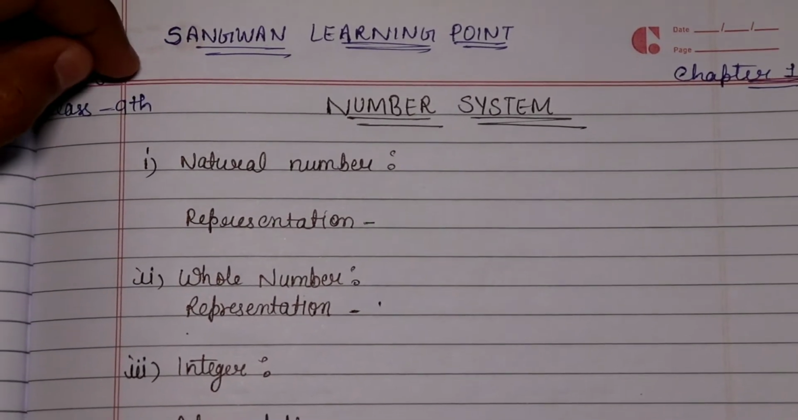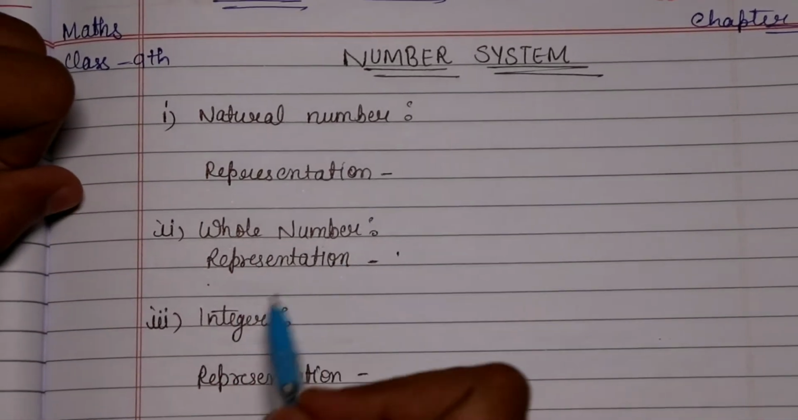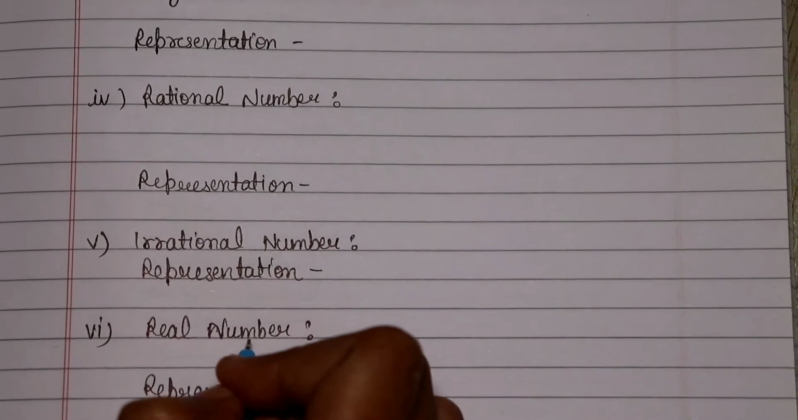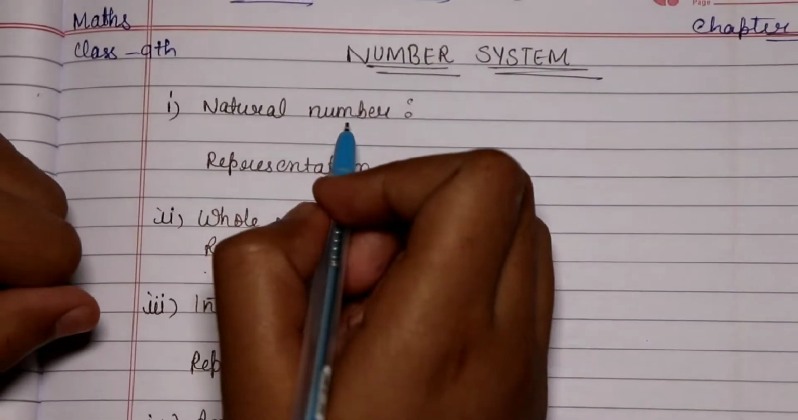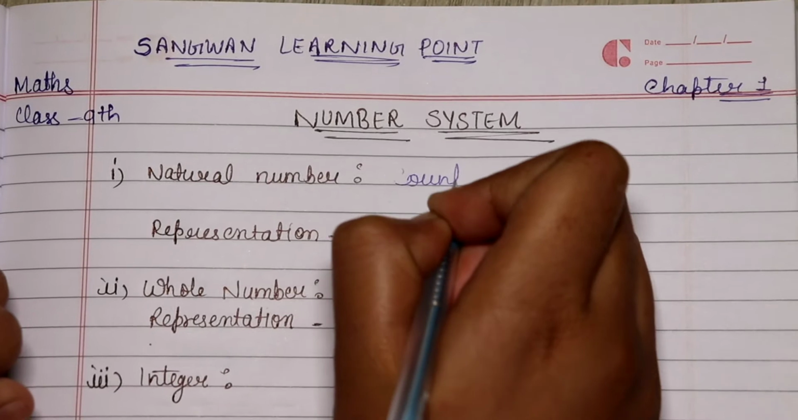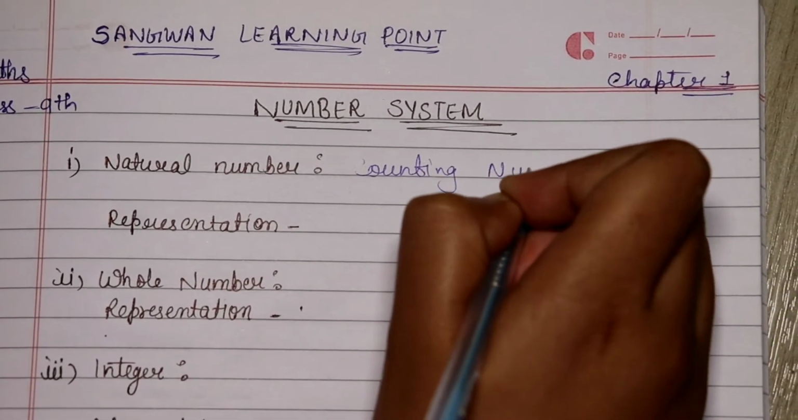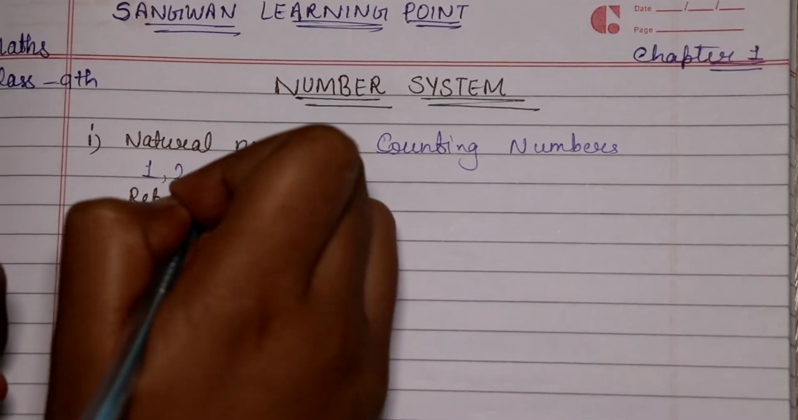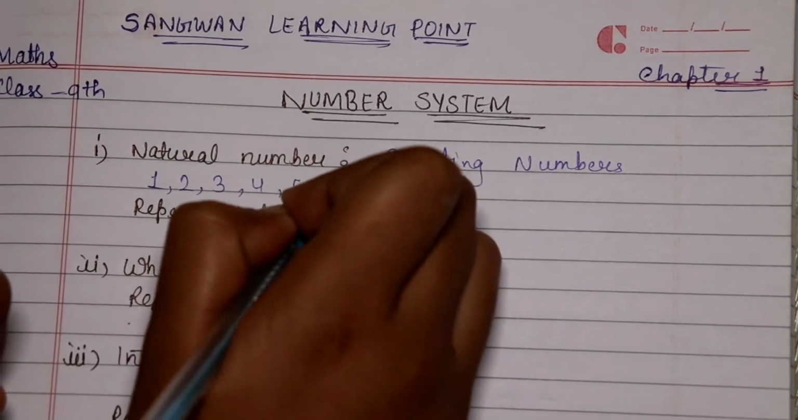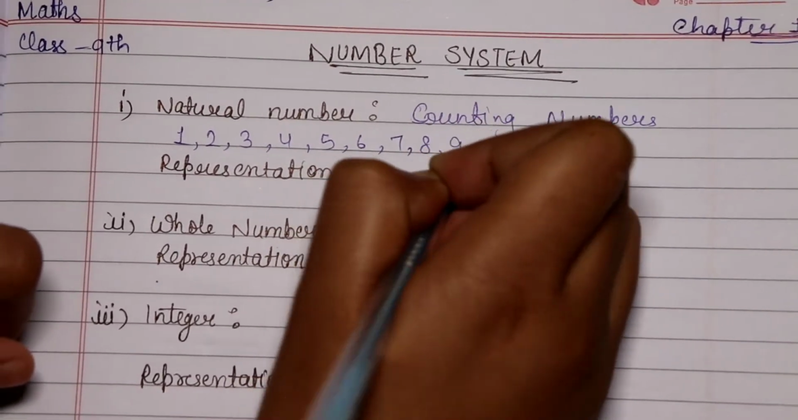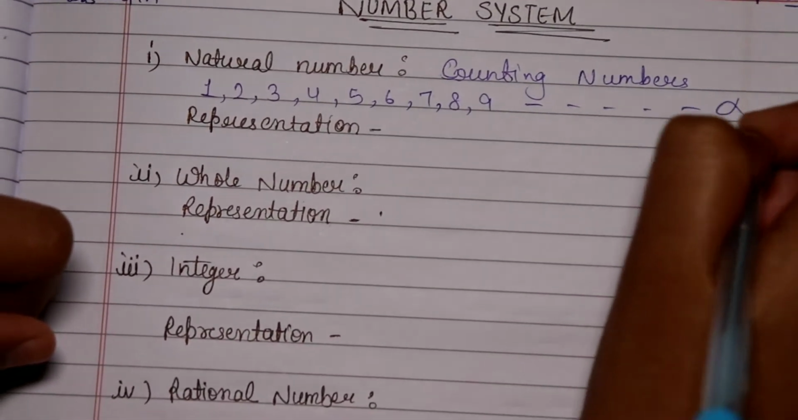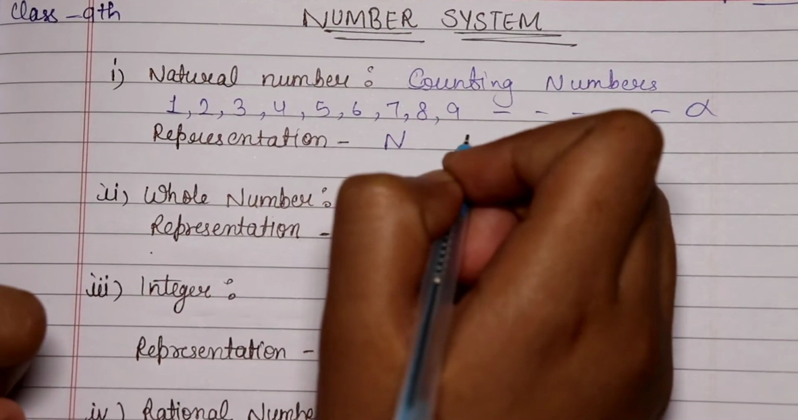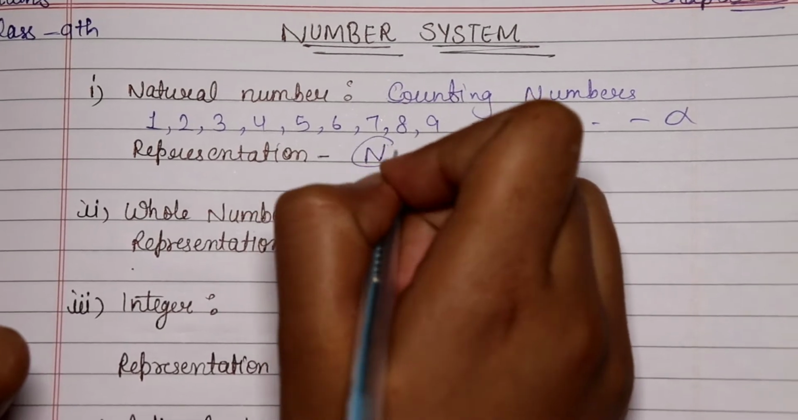Today we will learn about natural numbers, whole numbers, integers, rational numbers, irrational numbers and real numbers. So let's get started. Natural numbers are counting numbers. For example, 1, 2, 3, 4, 5, 6, 7, 8, 9 and so on. The representation of natural numbers is N. We represent natural numbers as N.